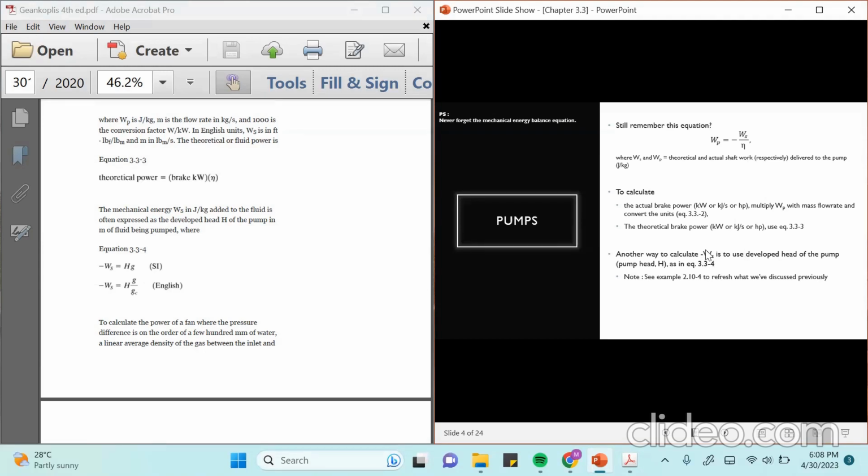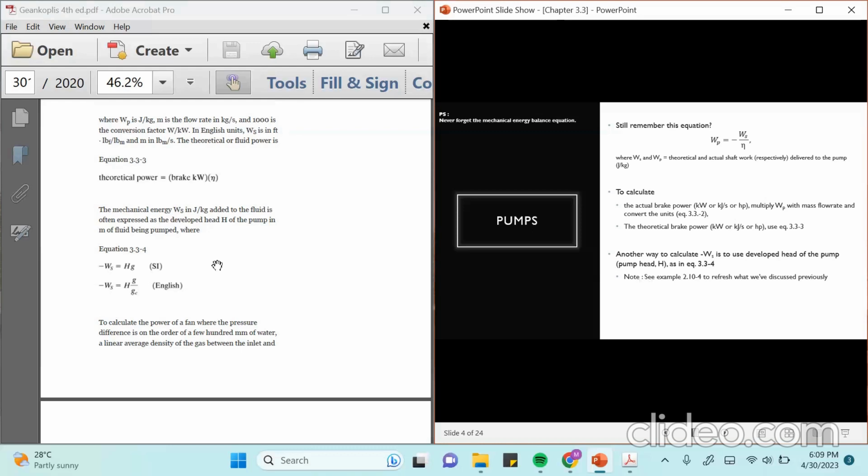So how can we calculate the theoretical shaft work if we know the pump head? Or vice versa, how do we know the developed head if I know the theoretical shaft power? Then you can use this equation: minus WS equals H, the developed head of the pump, times the gravity.